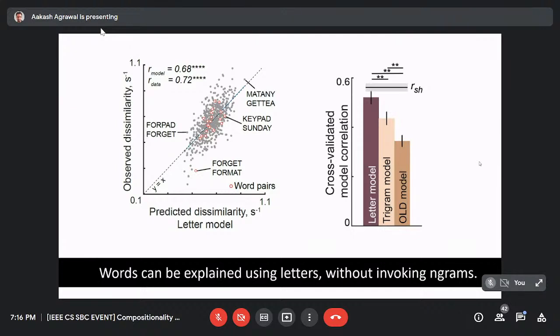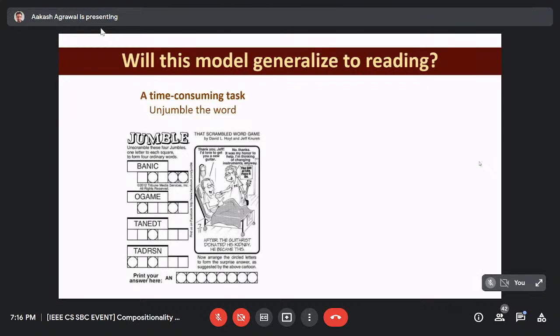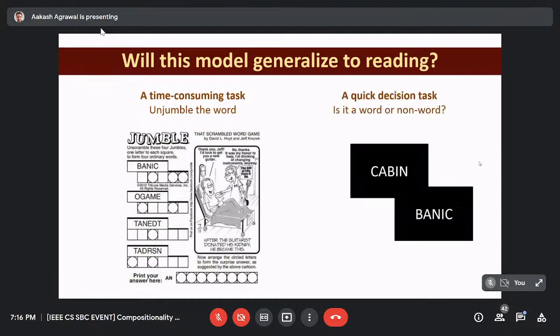But at this stage, you may ask, the task that we're doing is a visual search task, and we're not doing an explicit reading task. So maybe when you're doing a language task, we may need these n-grams or letter combinations. So next we did two tasks which are involved in reading. One is unjumbling the word, and the other is a lexical decision task.